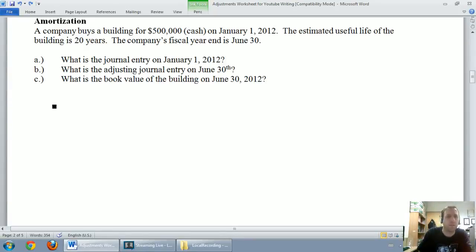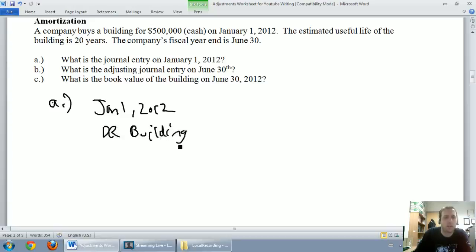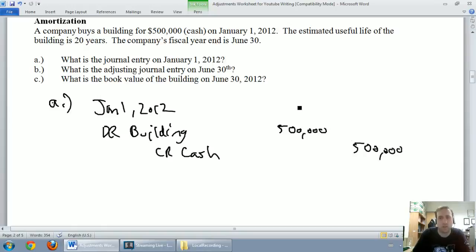It's a basic transaction. Part A, we bought a building for cash on January 1st, 2012. That's a lot of cash. Often there'll be a mortgage payable or something. Anyway, January 1st, 2012, we bought a building for cash. Building's an asset. It's going up. We have more assets today than we had yesterday. Debit building. And of course, cash is an asset that's going down. To make an asset go down, you credit it. So we're going to debit building for $500,000. And we're going to credit cash for the same. I forgot to put my headings up here. Debit and credit.